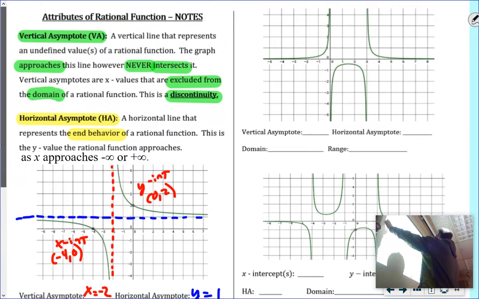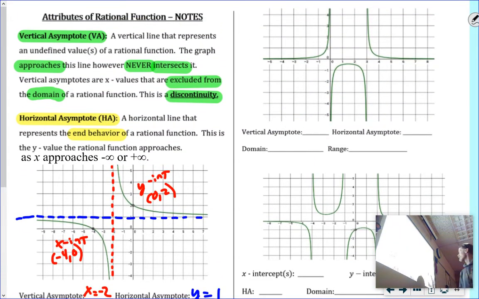So let's go ahead and go up to this next graph at the top right here. And think to yourself for just a minute, if you want to pause the video for just a second and see if you can figure out where the vertical asymptotes are, where the horizontal asymptote is, and what the domain is. And again, I'm not worried about the range.